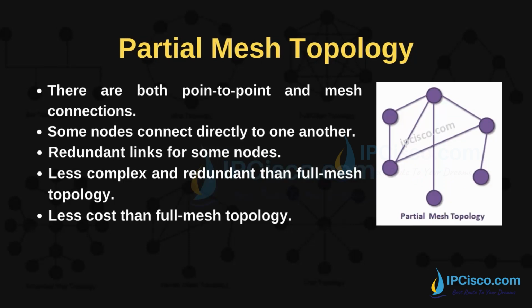Partial mesh topology is the topology which has both point-to-point single links and mesh links. In such topologies, some nodes are connected directly to one node. Others can connect to all the other nodes. So here, there is redundancy for some nodes. Partial mesh topologies are less complex than full mesh topologies. They are also cheaper than full mesh topologies.